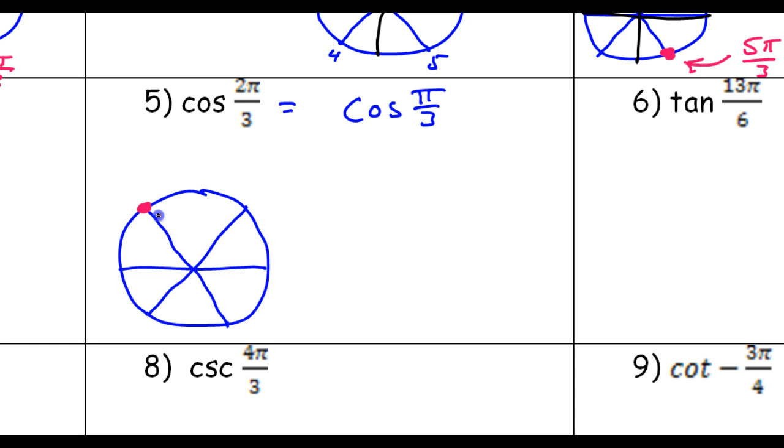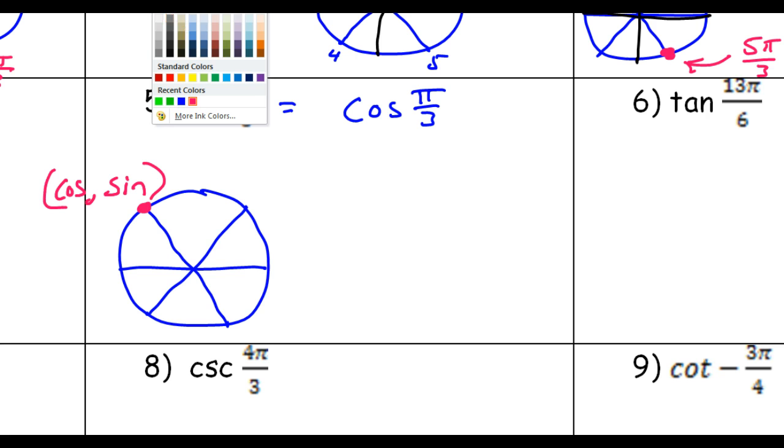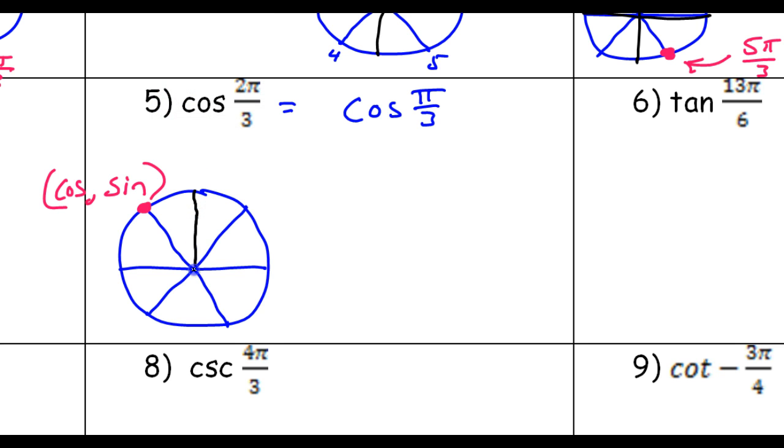So the question is, is this negative or positive? Okay, remember every point is in the form cosine, comma, sine. In this quadrant, I'm saying quadrant, but I'm not really showing my x and y axis. Okay, there they are. So in this quadrant, cosine is negative because it's to the left. Sine is positive because it's up. But we're dealing with cosine, so it'll be negative.